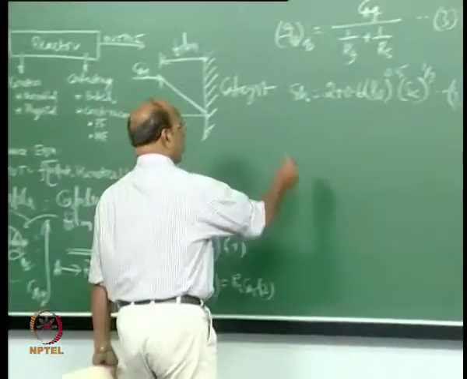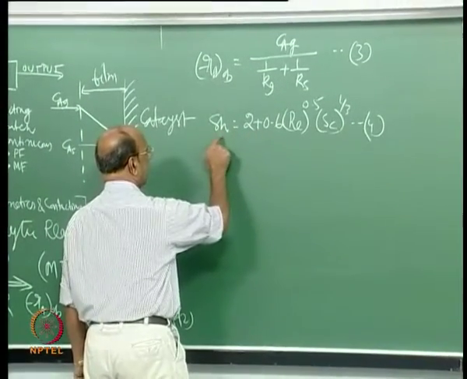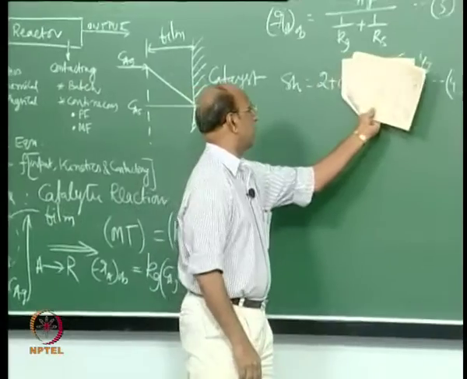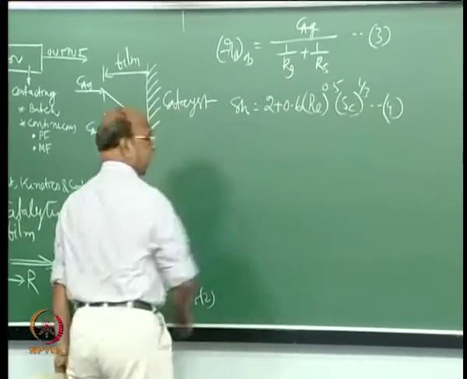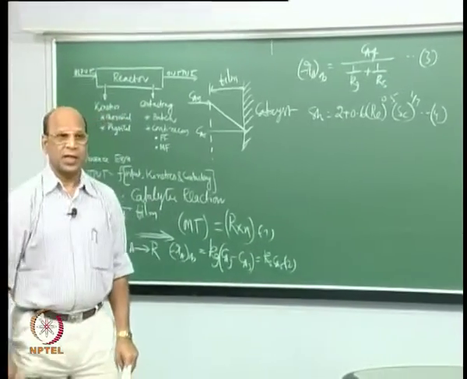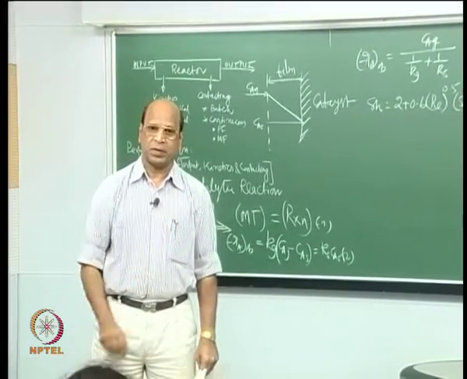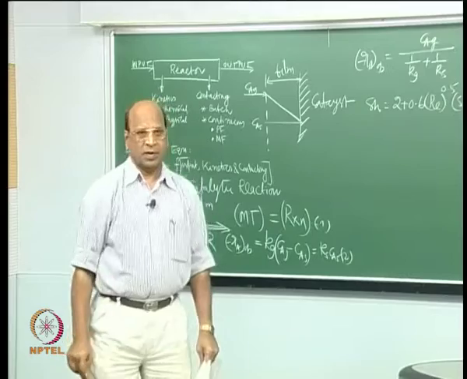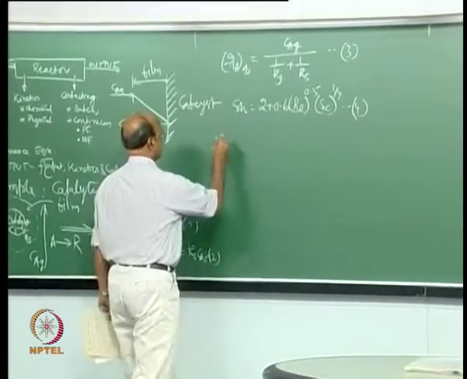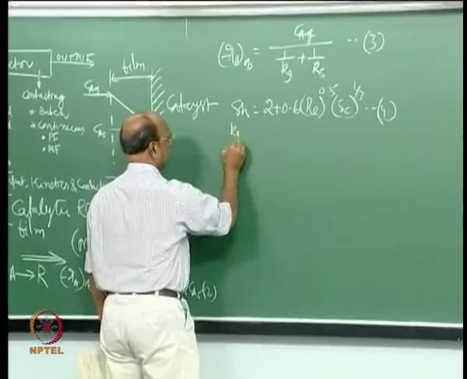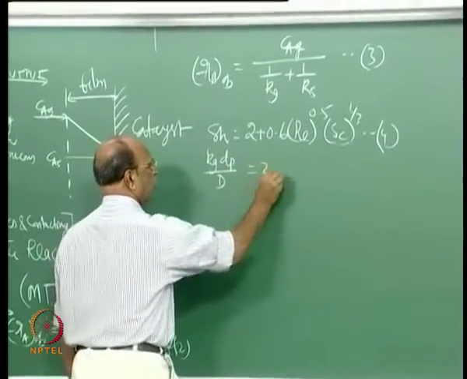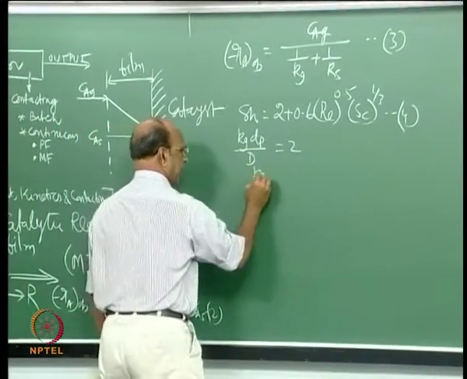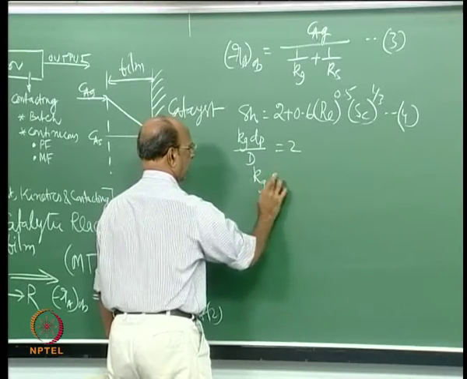So that means now you can find out how kg is varying with dP. This term is totally neglected. So then I have kg dP by diffusivity equal to 2, and you will know kg is inversely proportional to dP, right? Because dP will come down here. I am just neglecting that other term, so this gives me kg is inversely proportional to dP.